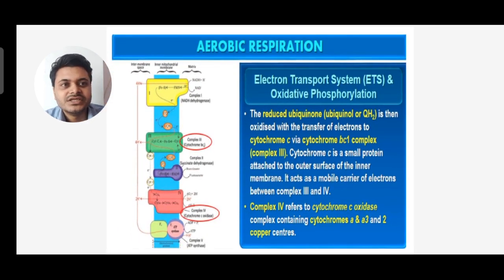Next you can see the reduced ubiquinone, that is ubiquinol or QH2, is then oxidized with the transfer of electrons to cytochrome C via cytochrome BC1 complex, that is complex 3. Cytochrome C is a small protein attached to the outer surface of the inner membrane. It acts as a mobile carrier of electrons between complex 3 and 4. Complex 4 refers to cytochrome C oxidase complex containing cytochrome a and a3 and 2 copper centers.